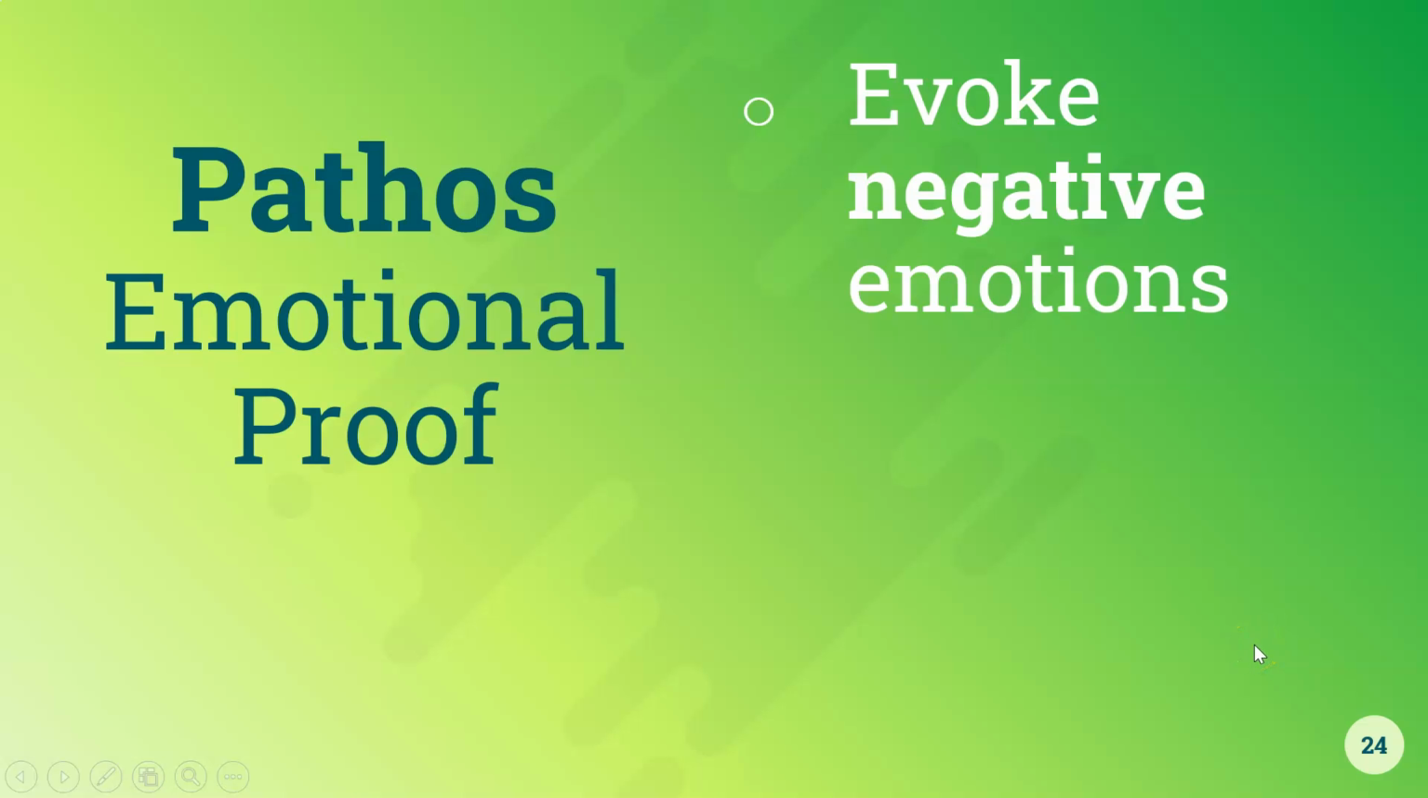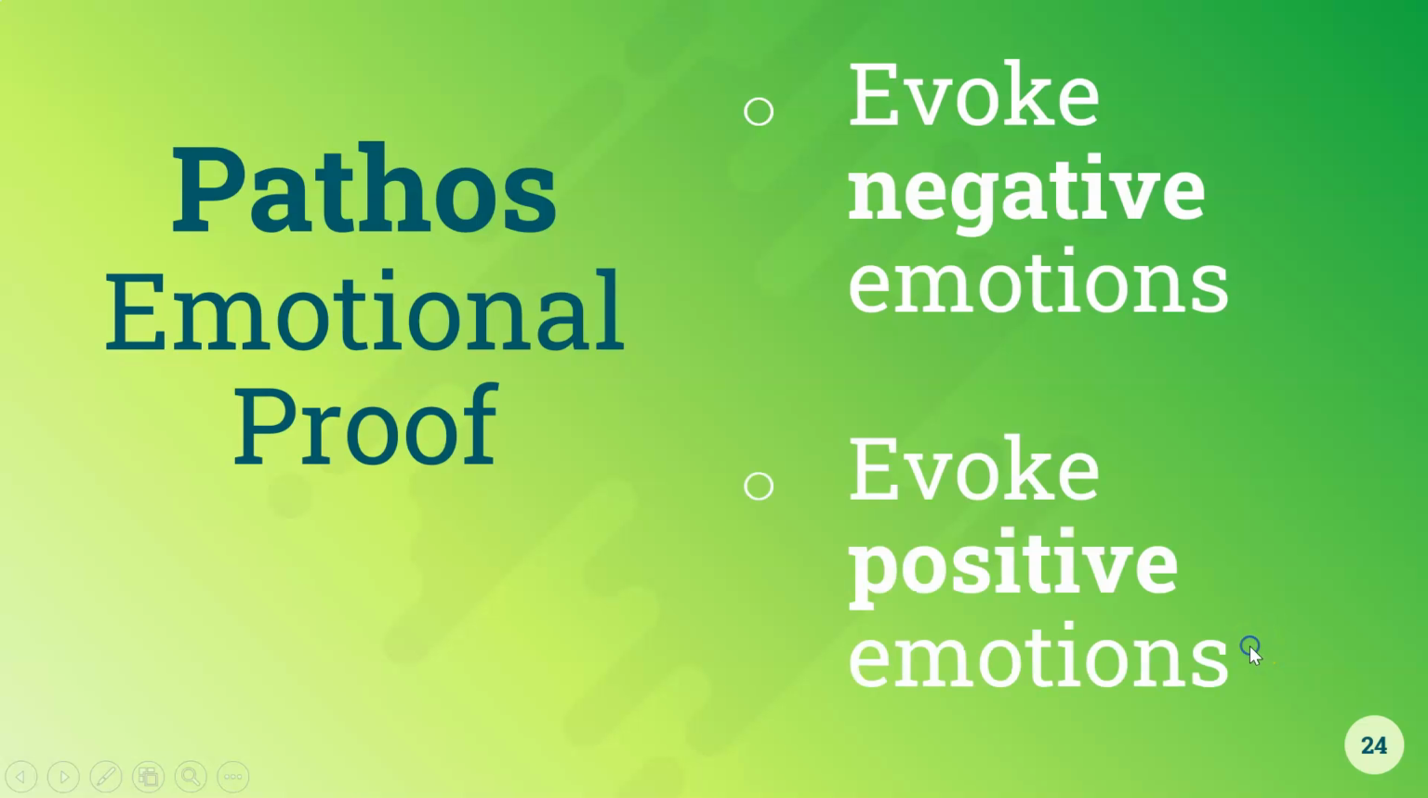And then another way to use pathos is to evoke positive emotions. You might want to evoke joy or pride. If you're trying to get someone to vote, for example, you want them to feel a lot of pride as an American citizen in a democracy. So evoke that sense of pride. Could be relief or hope or compassion. But those are all ways to use emotional proof.